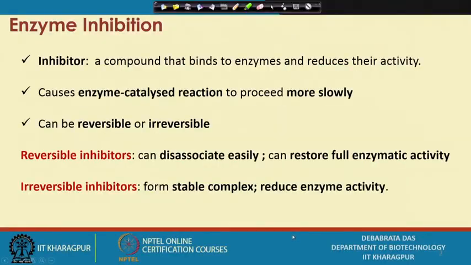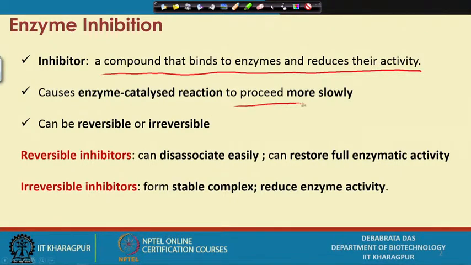So let me start this lecture with the question: what do you mean by inhibition? An inhibitor is a compound that binds the enzyme and reduces its activity. In a simple way, inhibition means retardation of the velocity of reaction, which makes the enzyme catalytic process slower. Inhibition doesn't mean stopping the velocity of reaction; it means the rate of reaction is inhibited.